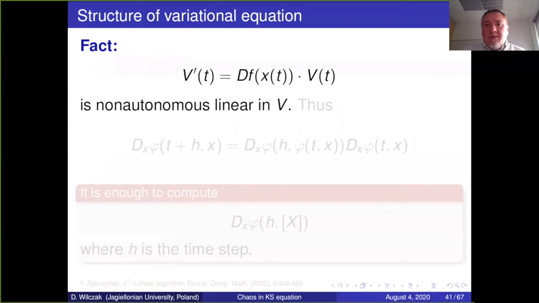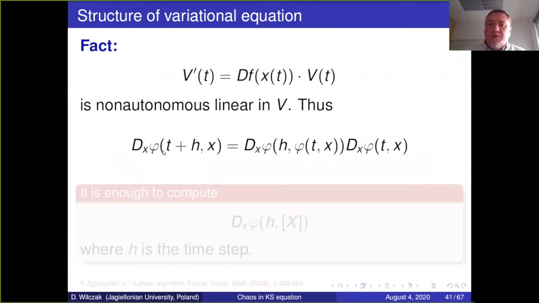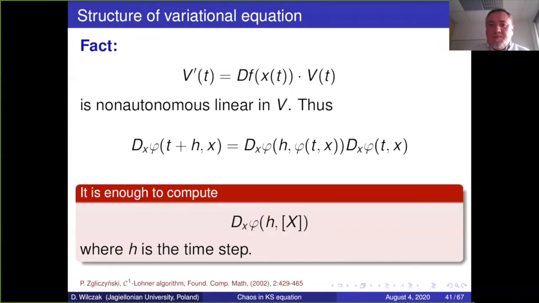And this system is non-autonomous and linear. So that means that if we want to compute the solutions to the system at time t plus h, it's sufficient to multiply those two matrices, okay? So it's sufficient to bound solutions to variational equations for just one step and then multiply by the previous result, from this property that the system is linear.